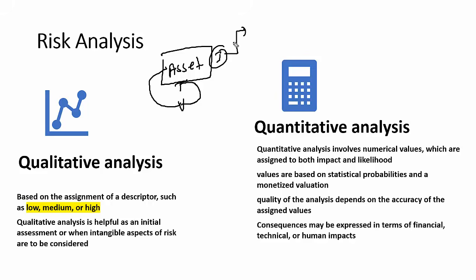We have two ways to analyze this impact. One is called qualitative analysis, where we just rank the risk as high, medium, or low. The second is called quantitative analysis, where we use a numerical value. One thing you need to understand: if you have limited time and need to go for a high-level assessment, then we can go for a qualitative analysis.